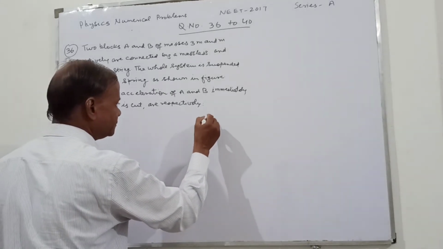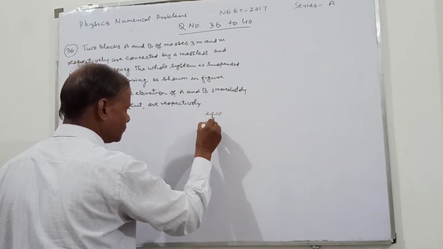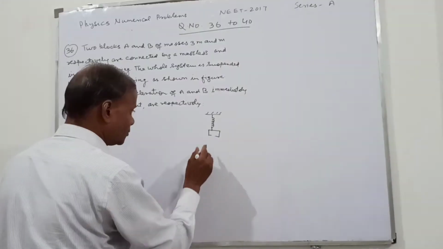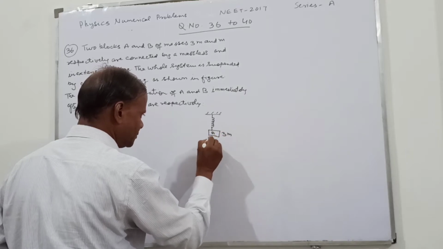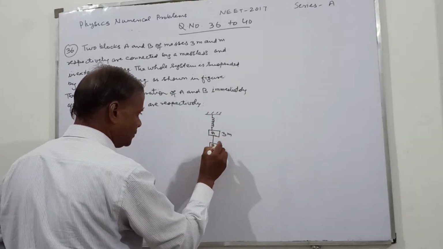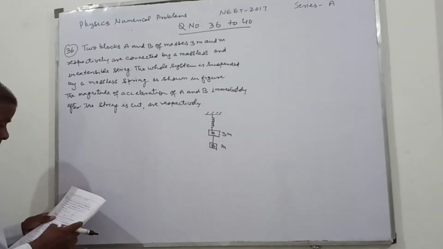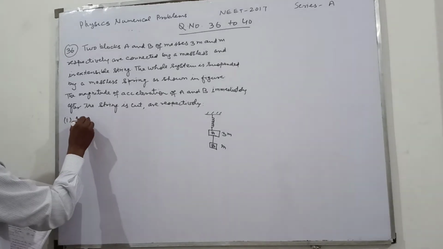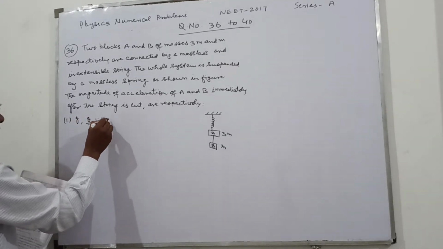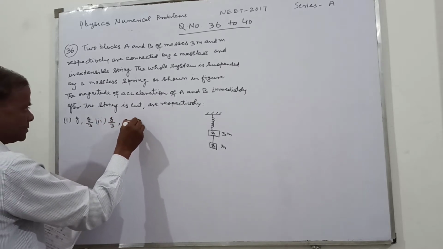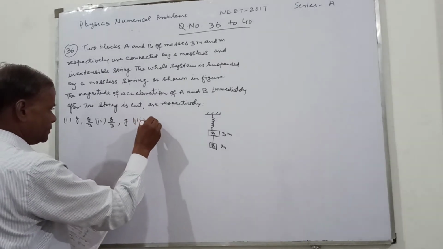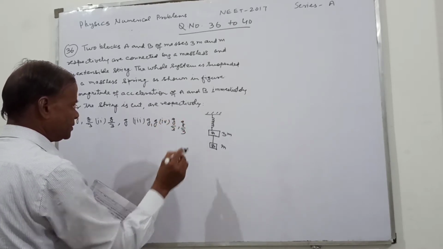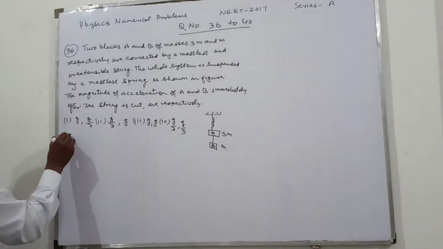Now here we are given the figure. This is your A, mass 3m. This is another body B of mass m. So now the options are: first, G and G by 3; second, G by 3 and G; third, G and G; and fourth, G by 3 and G by 3. These are the options. Now the solution.